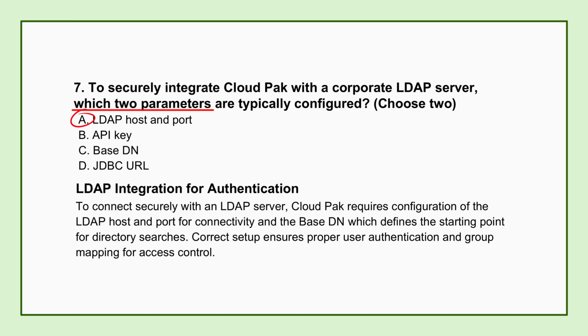Makes sense. Where the server lives. Exactly. It tells Cloud Pak where to find your directory server. And second, the base DN, the base distinguished name. The base DN is crucial because it defines the exact starting point within your potentially huge directory tree, where Cloud Pak should begin looking for the users and groups that need access. Get the base DN wrong, it's like telling the system to look for an address in the wrong city. It leads to frustrating login failures and complex troubleshooting, all for what's basically a simple config error.